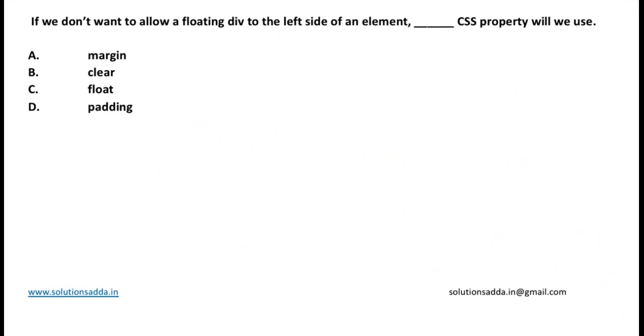This is a question from Web Technologies. If we don't want to allow a floating div to the left side of an element, which CSS property will we use? Options are margin, clear, float or padding. The correct answer is option B, clear. So what does clear do? The clear property specifies on which side of the element, either left or right, we do not want the floating element to float. Hence, if we do not want to allow floating elements on either side of the element, we'll use the clear property.